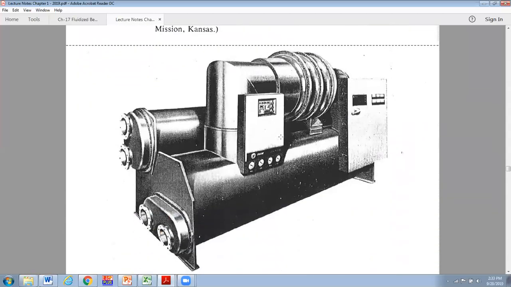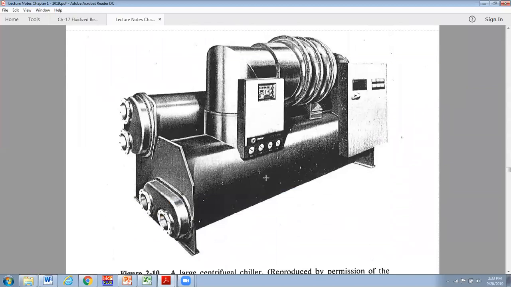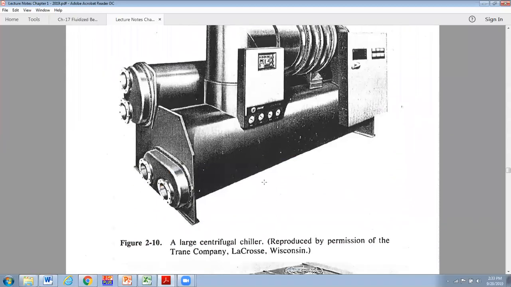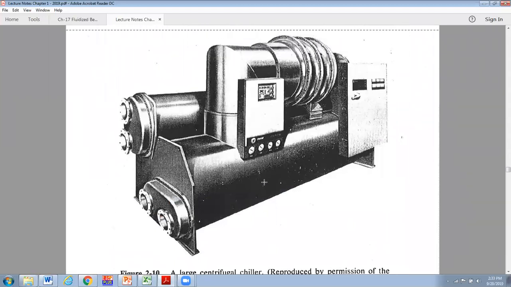Okay. This is a picture of a large centrifugal water chiller, again from Train. And I think we've looked at a video that showed this. You have two heat exchangers up here. One is the evaporator, and the other is the condenser. And the refrigerant, this is probably the condenser down here. This would be the evaporator over here.